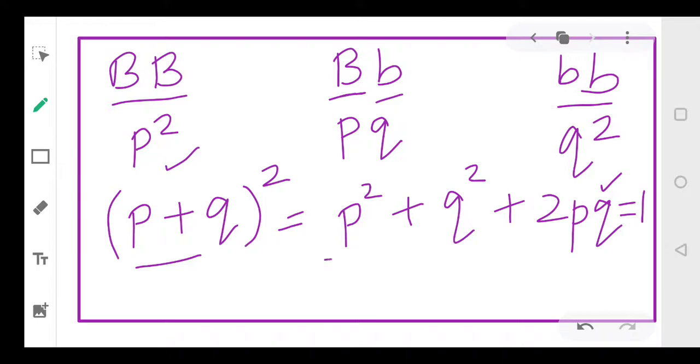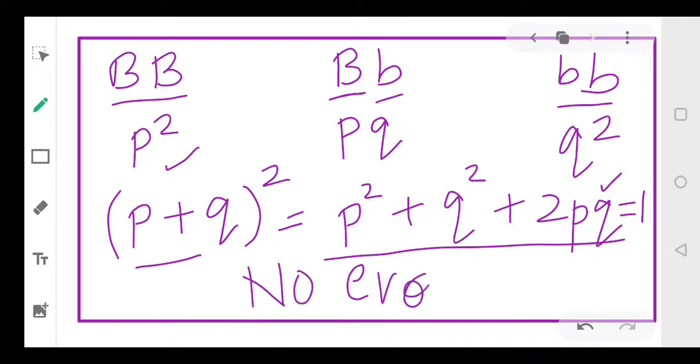But this value will be true only if all the evolutionary forces are absent. So 100% your evolutionary forces must be absent, everyone, right? All the evolutionary forces must be absent. Then the population will be in Hardy-Weinberg equilibrium. If the population is in Hardy-Weinberg equilibrium, there will be no evolution. Always remember this. There will be no evolution.